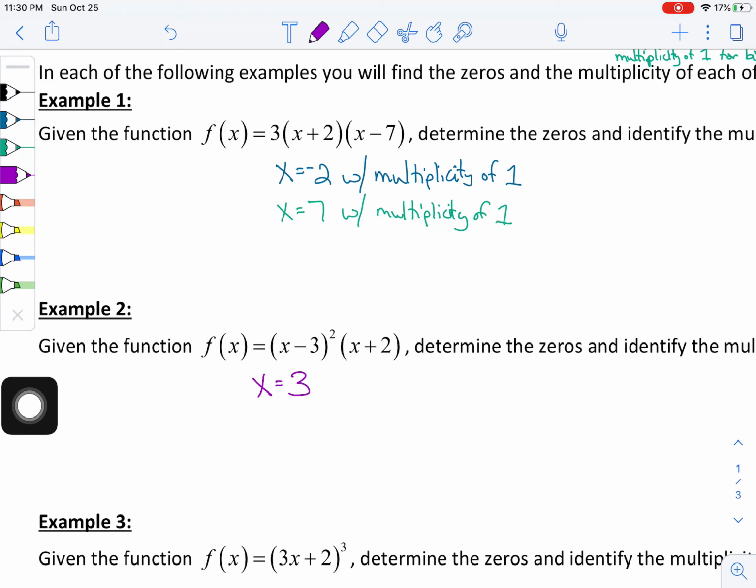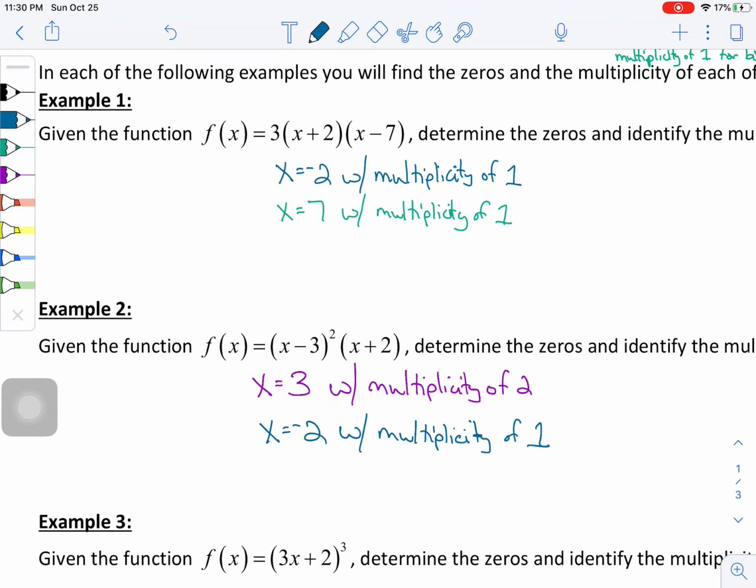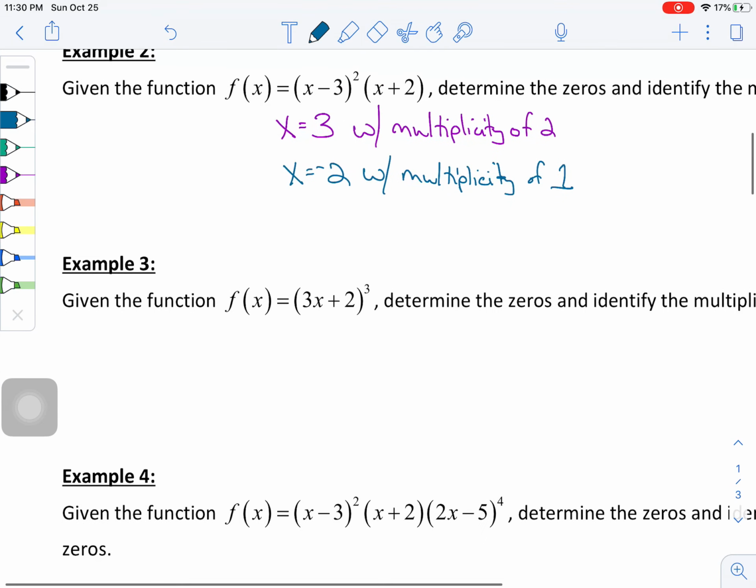Because it has a power of 2, that means we're going to say it is with multiplicity of 2. And we have another factor. This x plus 2 shows up, so x plus 2 would turn into x equals -2, but that factor only shows up once, so that would be multiplicity of 1. Okay, so that's example 2. Let's look at example 3 here.